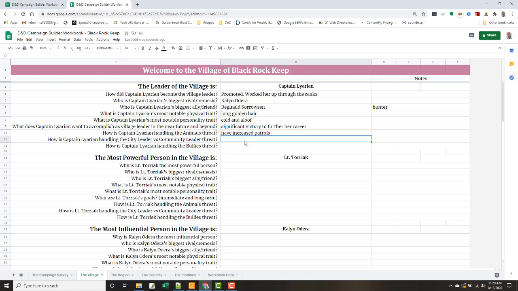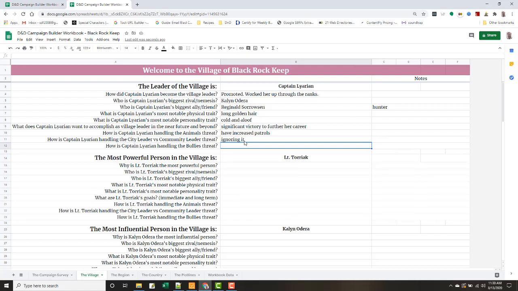And then how is Captain Learian handling the city leader versus community leader threat? And this is, as I said, that defined that the town's guards are a little bit corrupt. She is aloof and unswayed by appeals of like, hey, there's something going on here. So she's part of this threat. She's the city leader who is not being responsive. And how she is reacting to it is she is primarily ignoring it. She's just basically saying the villagers are complainers. So she's ignoring it.